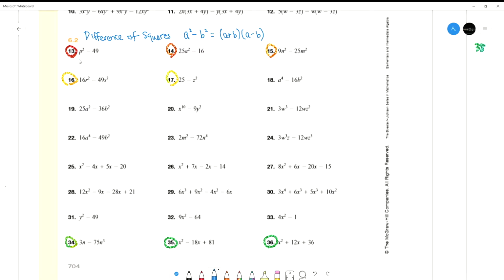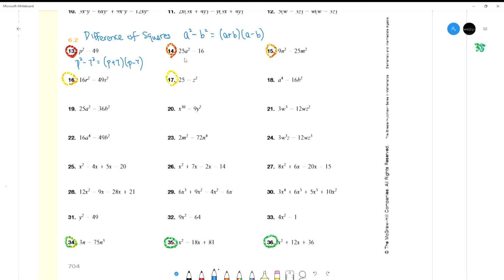So as you can see, 49 is 7 squared, right? So we identified what the two factors are. So we can say this is p plus 7 times p minus 7, right? So that one was an easy one.